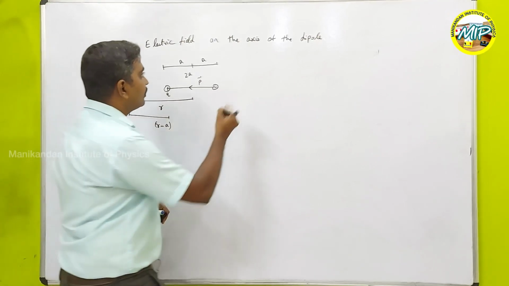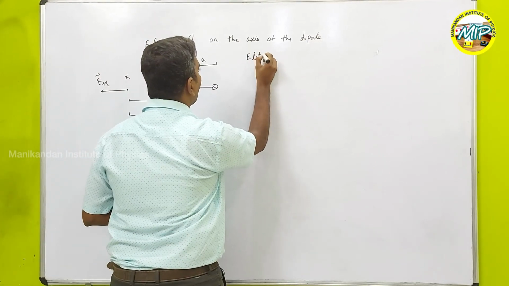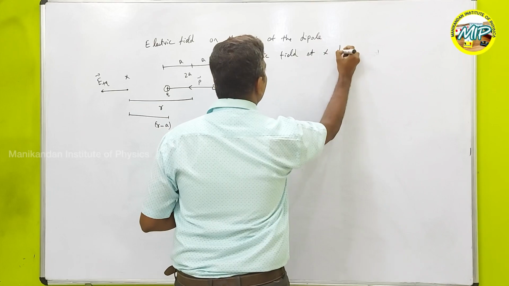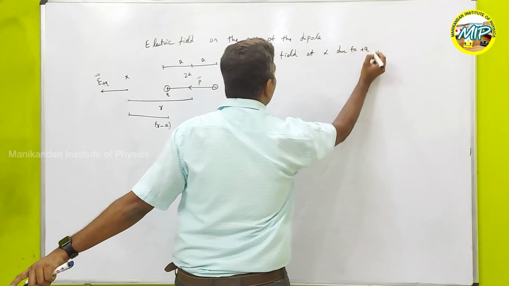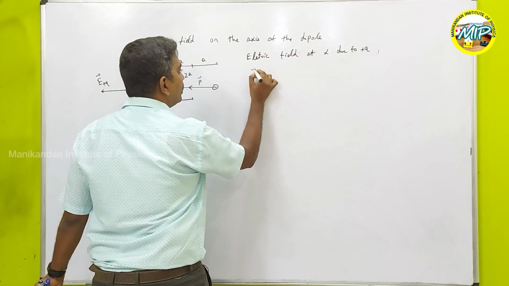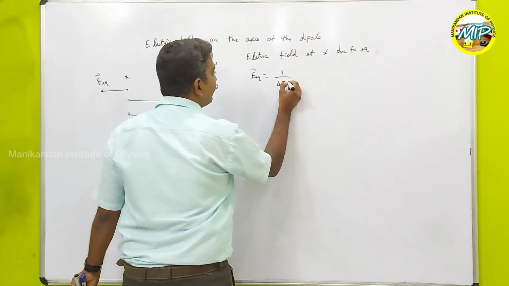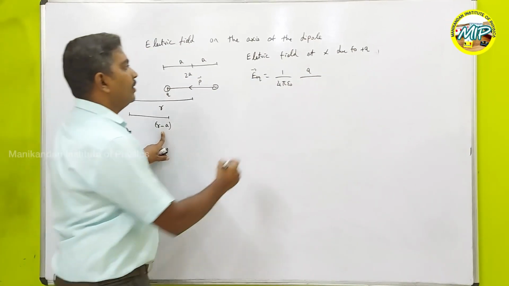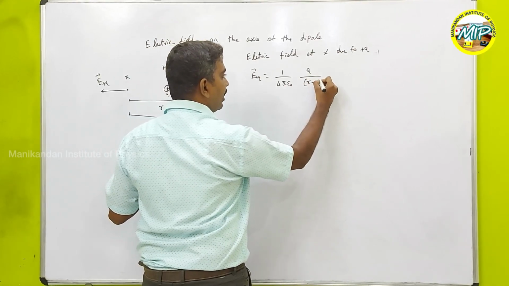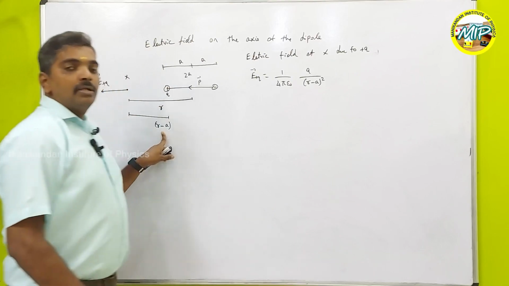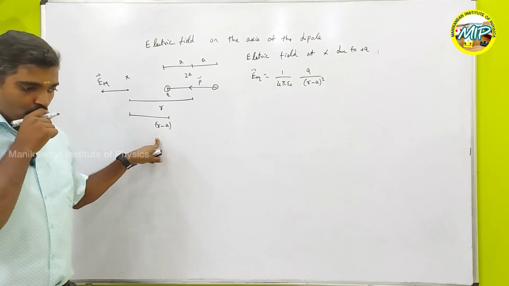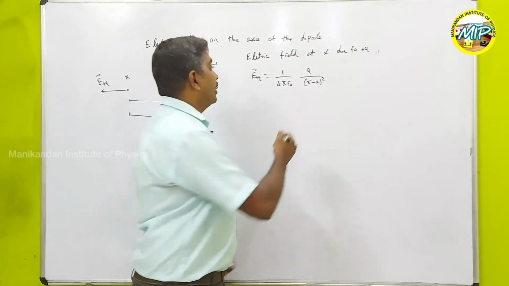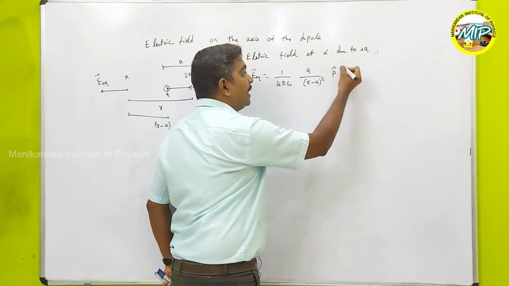So first I am going to write the expression for the electric field at x due to the first plus q charge. So E plus q equals 1 by 4 pi epsilon naught, q by r minus a the whole square. Up to this point, this is just a scalar, just a magnitude. So I need a unit vector, so I am going to place my p cap.